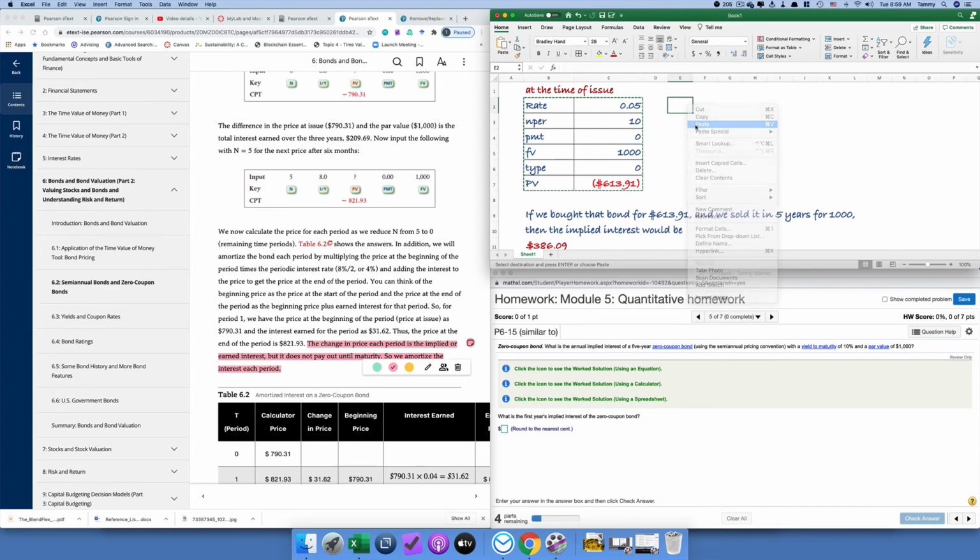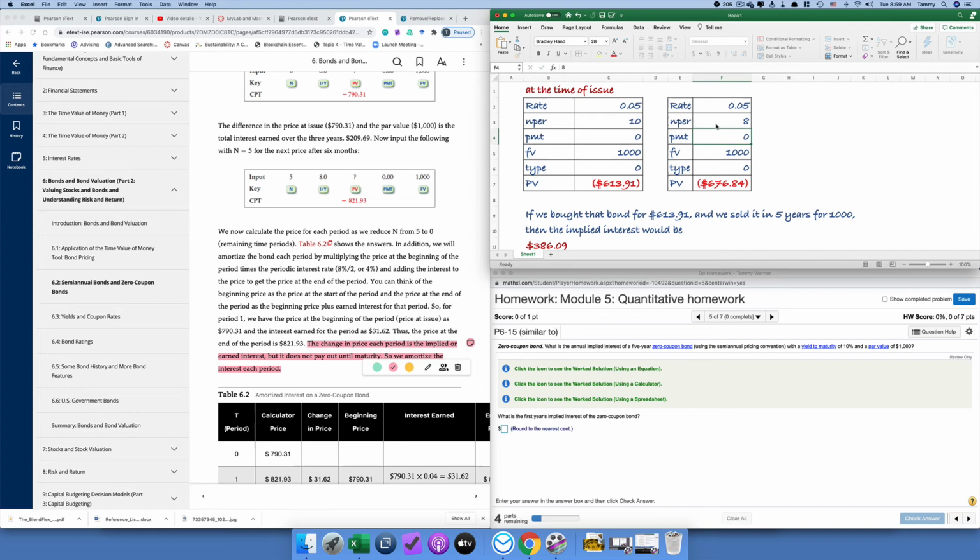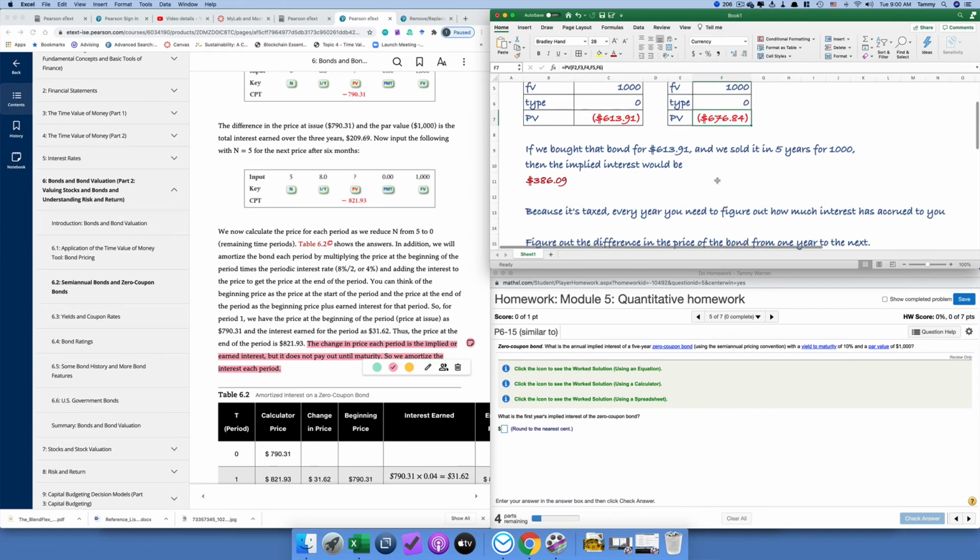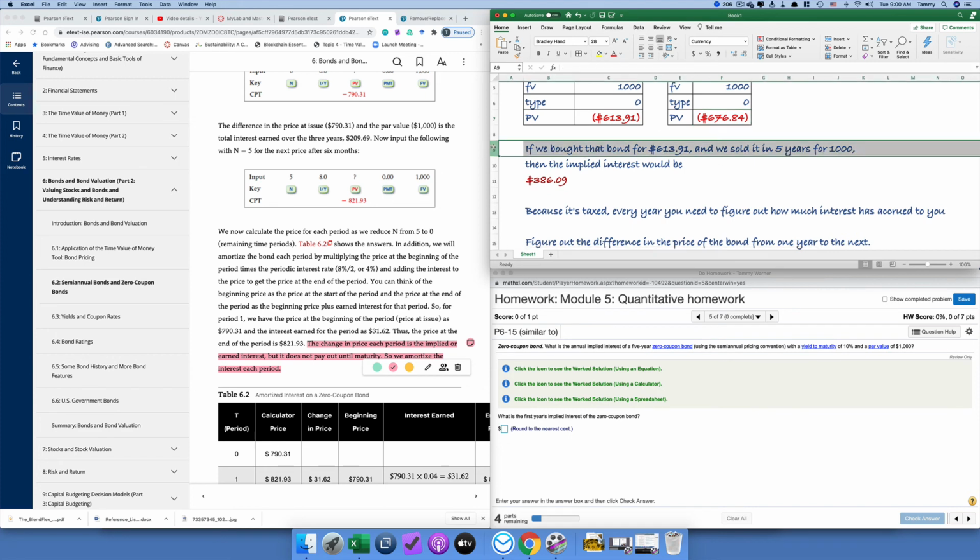Now let's go ahead and copy this whole thing, right? After 1 year, make my columns a little wider. Okay, so we're still discounting at 5% per period, or 10% total, but now we've only got 8 periods left. The future value is still 1,000, but now, right, the price is 676.